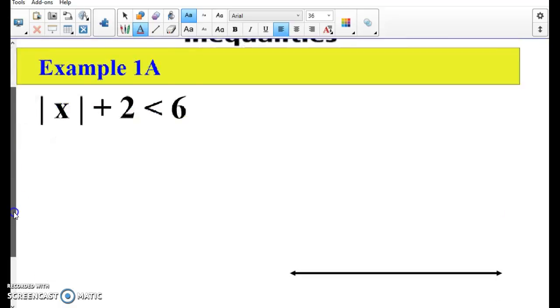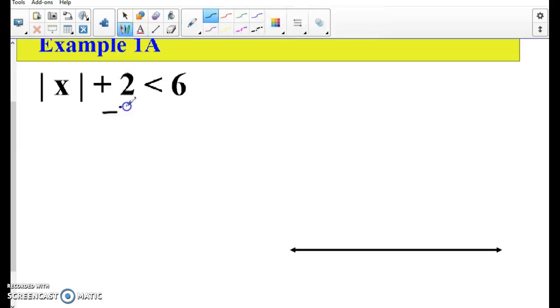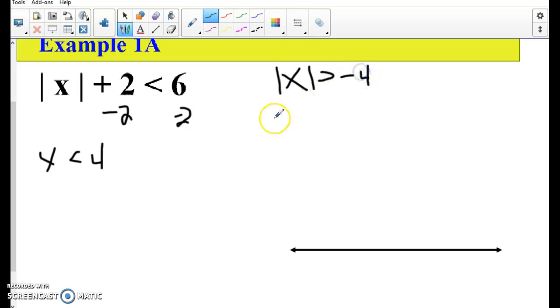So if I have something like this, absolute value of x plus 2 is less than 6. So same thing, I'm going to subtract 2 from both sides. So I'm going to get absolute value of x is less than 4. And then my other answer, I'm going to flip that sign, and I'm going to get absolute value of x is greater than negative 4. So once I get that absolute value by itself, I flip the sign and I figure out my two answers. So these are going to be my two answers.